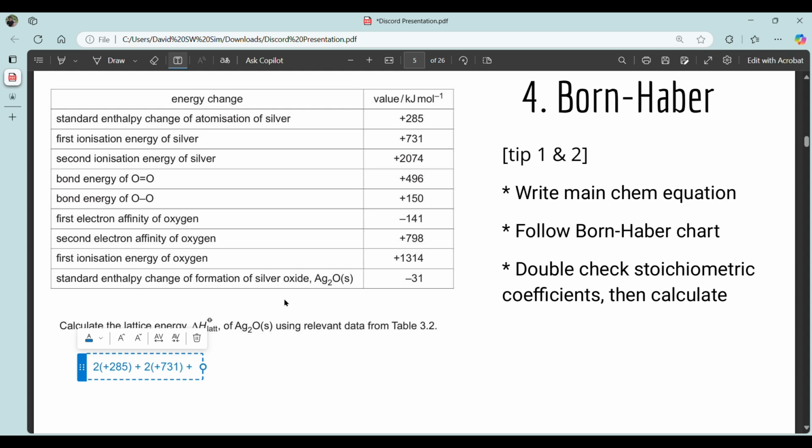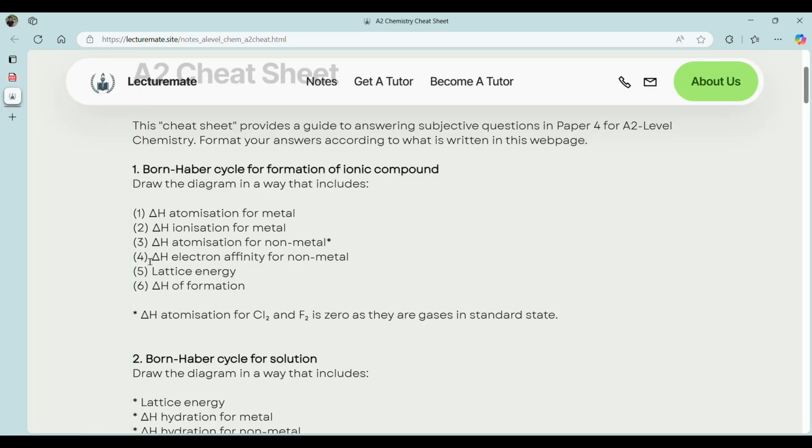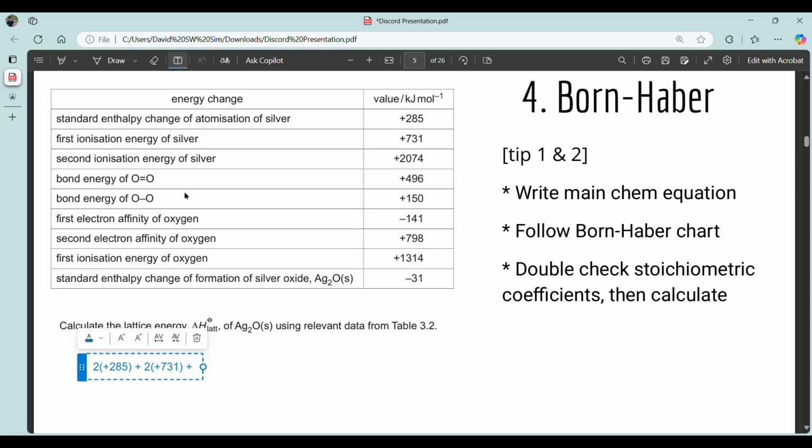Now we go on to the non-metal, which in this case is oxygen. Okay, so we need the enthalpy change of atomization for the non-metal and the electron affinity. But the enthalpy change of atomization of non-metals can get a little bit tricky, and I mean this is important, so listen up.